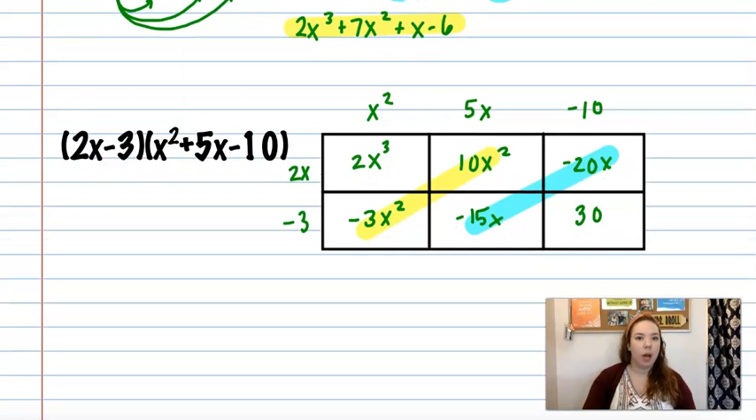Okay, so I still have my 2x cubed in the very front. Then I have negative 3 plus 10 would give me positive 7x squared. Negative 15 plus negative 20 is negative 35x. And then I still have that plus 30 on the end.